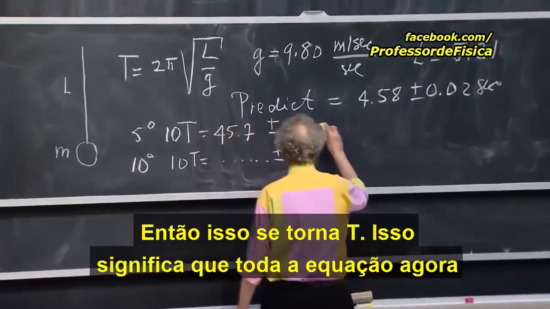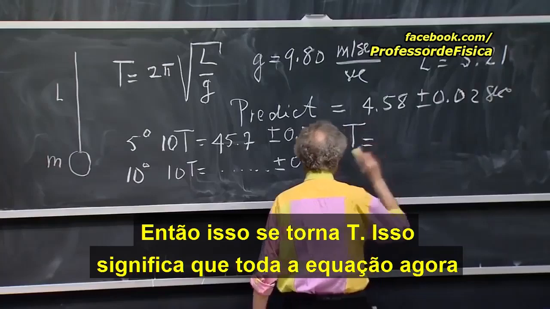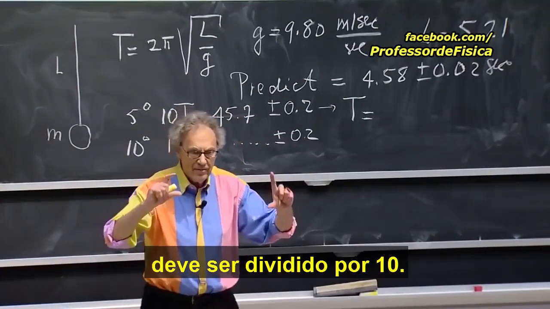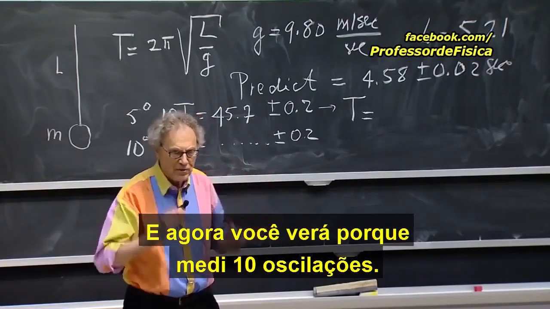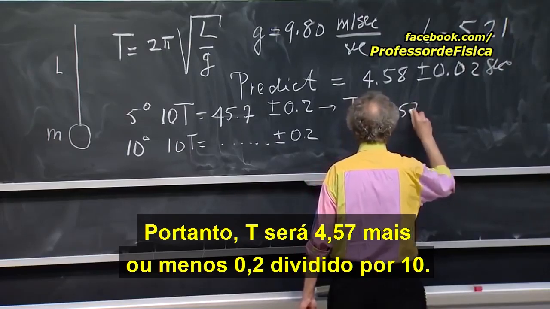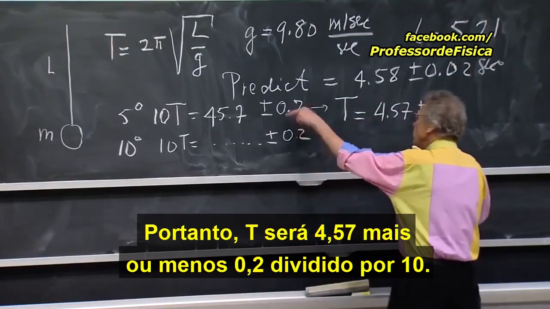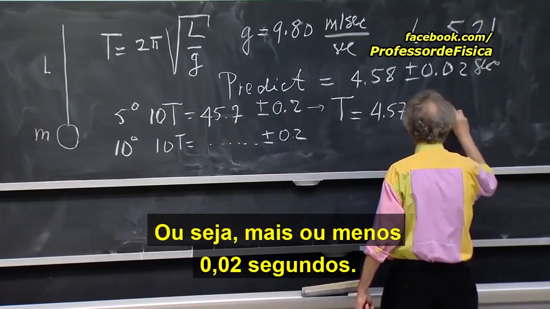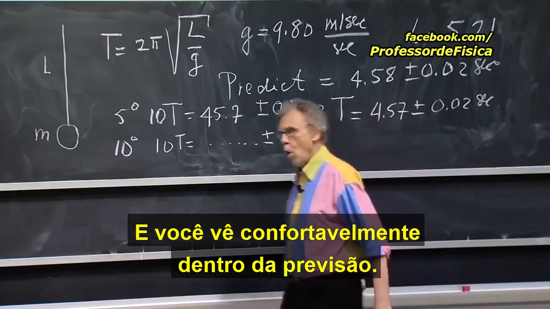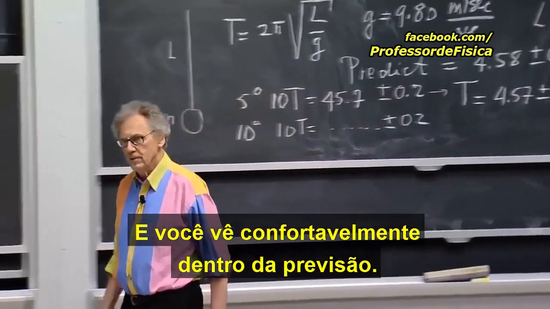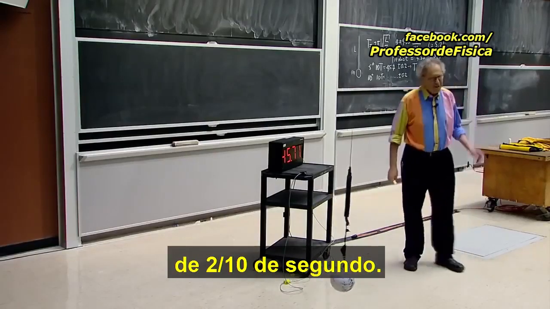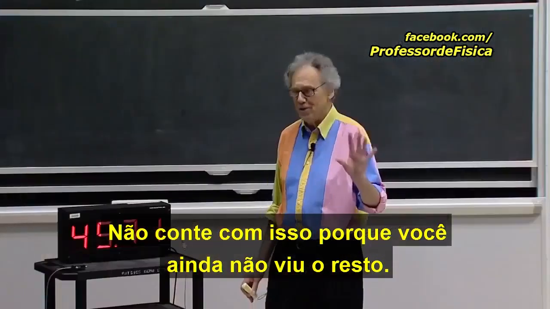45.7. So that becomes that t. That means this whole equation now has to be divided by 10. And now you will see why I measure 10 oscillations. So t is going to be 4.57 plus or minus 0.2 divided by 10. That is plus or minus 0.02 seconds. And you see, comfortably within the prediction. So maybe my reaction time is a little better than 0.2 of a second. Don't count on it because you haven't seen the rest yet.